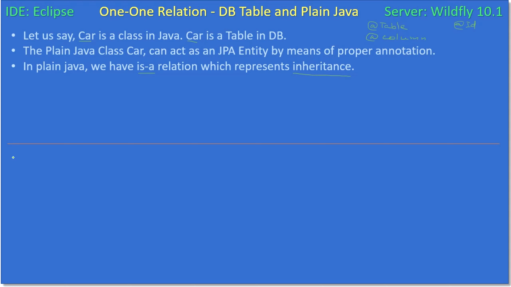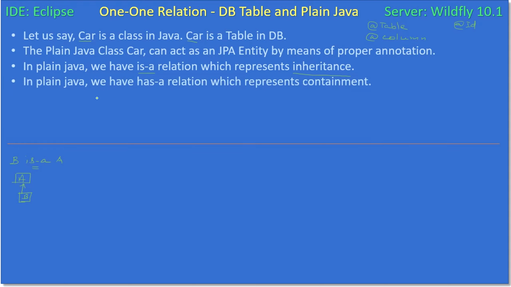So we can say in plain English, here there are two classes in Java. B is a A, that means B is derived from A. So A will be the base class and B will be derived from it. So this is simply an is-a relation in the plain Java world.